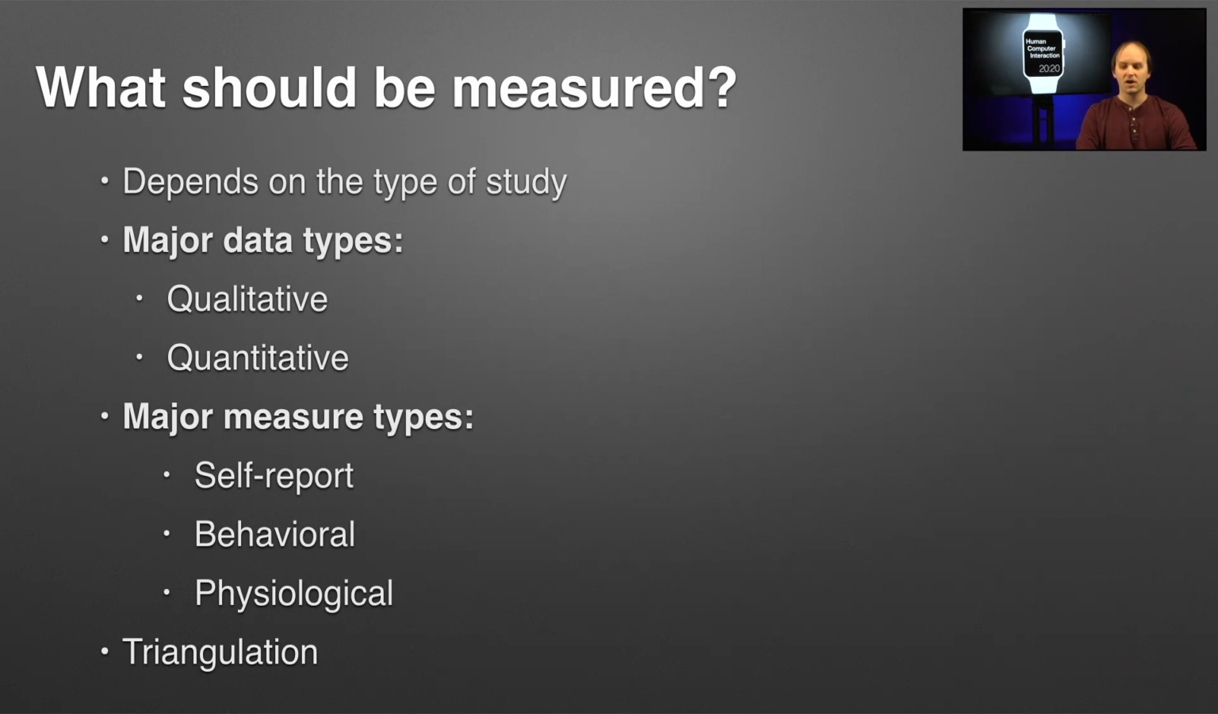So we're going to talk about two major data types. Again, you've probably heard of this distinction, qualitative versus quantitative. And then we're going to talk about three major measure types. We're going to talk about self-report, behavioral measures, and physiological measures.